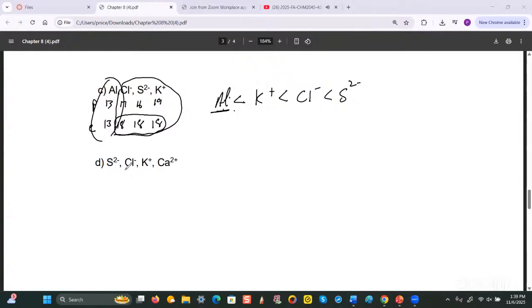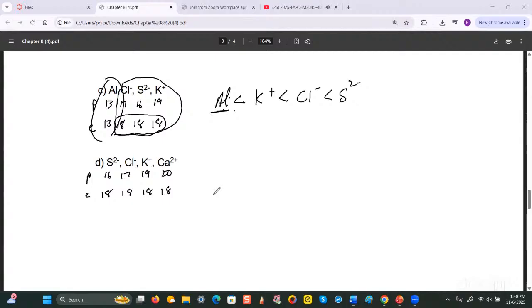All right. D. Sulfide, chloride, potassium, and calcium. Okay, so again, I'm going to write down the number of protons. Protons in the case of sulfur, that's 16. In the case of chloride, that's 17. In the case of potassium, that's 19. In the case of calcium, that's 20. And in terms of the number of electrons, sulfide would have 18. Chloride would have 18. They would all have 18. So this one is easier to do.